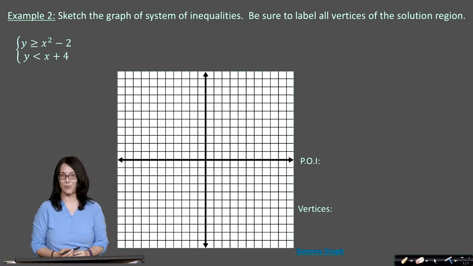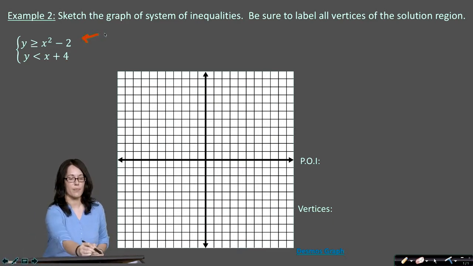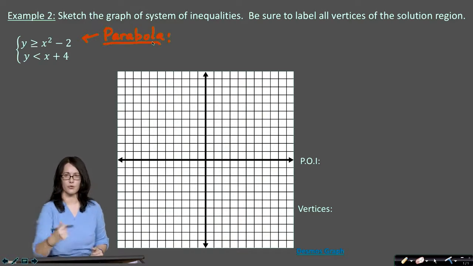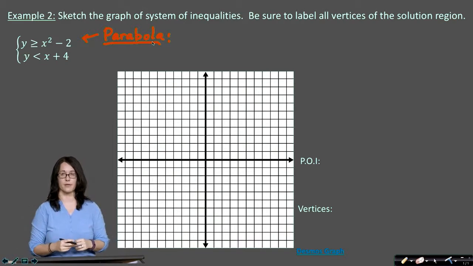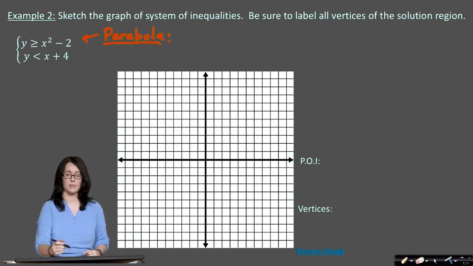For your first constraint, what shape or what graph were we dealing with? Was it a circle, a line, a parabola, or something else? It was a parabola. Well done. Was it a solid parabola or a dotted parabola? Would I be including the points along the parabola or not? I would include them. It's solid because of the "or equal to." This parabola has been shifted how? Down 2. Yep, so that -2 meant down 2.